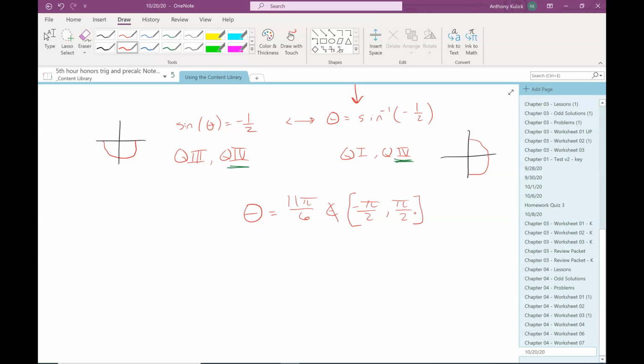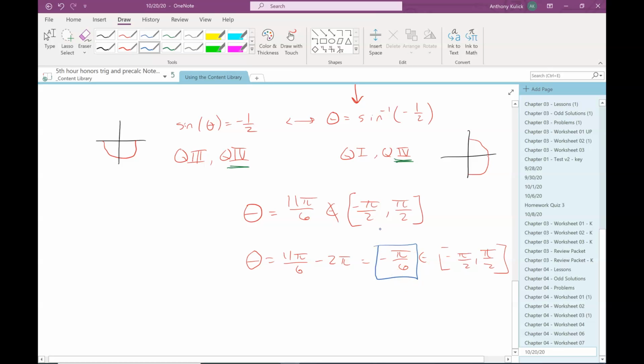And how do we find an angle that's coterminal again? We add or subtract 2π in this case, since our angle is in radians. Since our angle is too big, we'll subtract. And we get -π/6. And that is in our output, or the range, for sine inverse. So that is our answer.